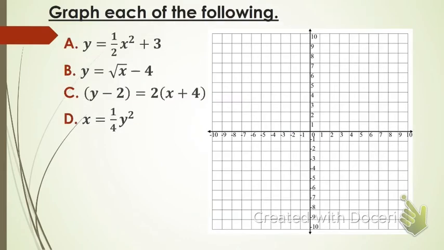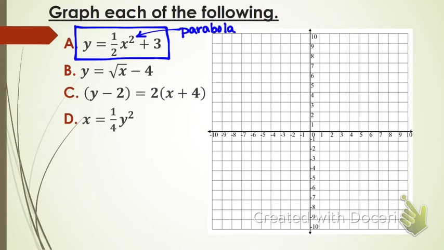What kind of a shape are we starting with? Part A. What's it going to look like? Quadratic parabola. What's happening to my parabola? Compressed. Close. Up 3. For all the ones today, we're doing up and down. We're not dealing with any left and right. But yeah.